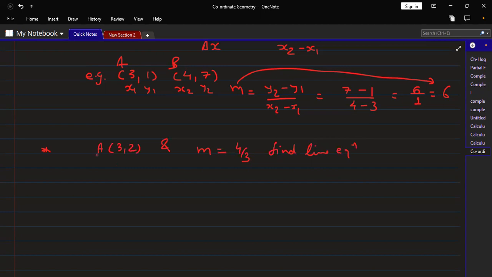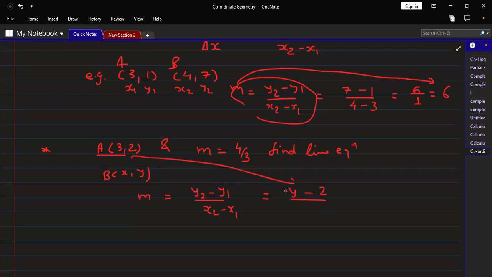So we have one point A(3, 2) and the slope. So what formula gives the relation between a point and slope? But sir, here there should be two points, here there is only one point. It's okay, no problem. So we suppose the second point is (x, y). So your m equals y2 minus y1 upon x2 minus x1. So your y2 minus y1 is y minus 2, and x2 minus x1 is x minus 3. And slope 4 by 3 equals y minus 2 upon x minus 3, cross multiply, so it will be 4 into x minus 3 equals 3 into y minus 2.